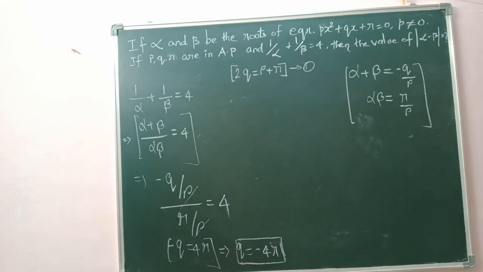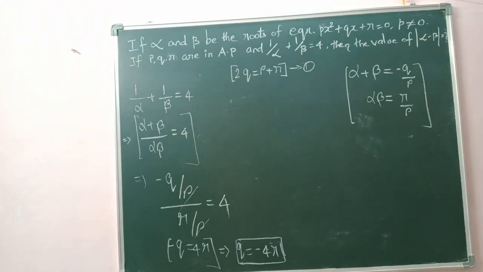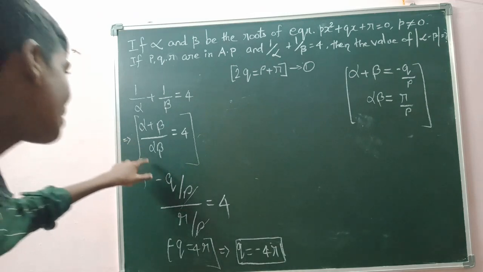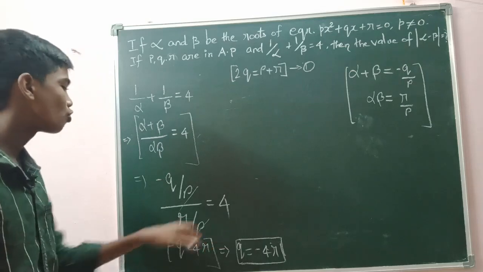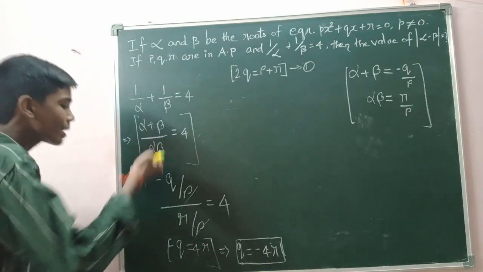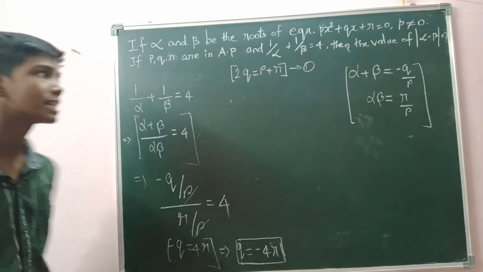So I will repeat what I did here. It's very simple. We just found out the value of alpha plus beta and alpha beta, which are nothing but minus q by p and r by p. I just put those values in this particular equation. Therefore, I will get minus q by p by r by p is equal to 4. P cancels. Therefore, minus q by r is equal to 4. And from that, I got to know the value of q is minus 4r.